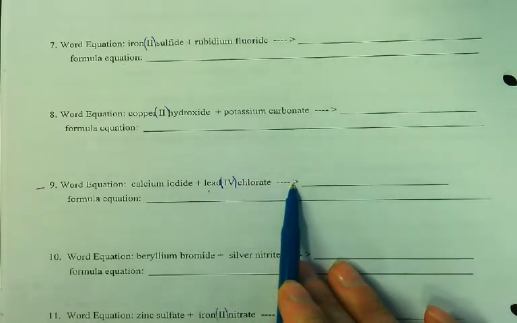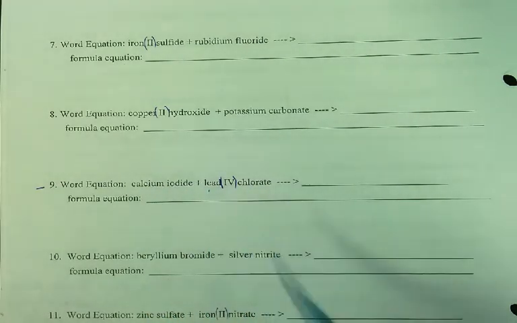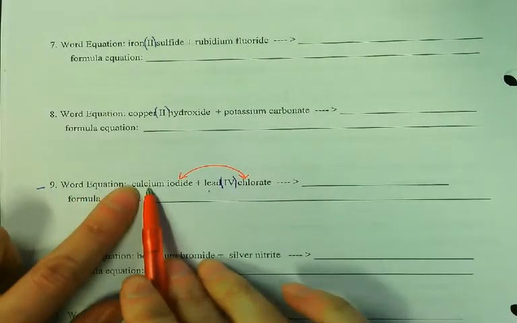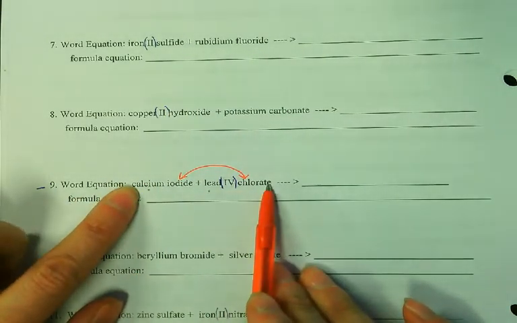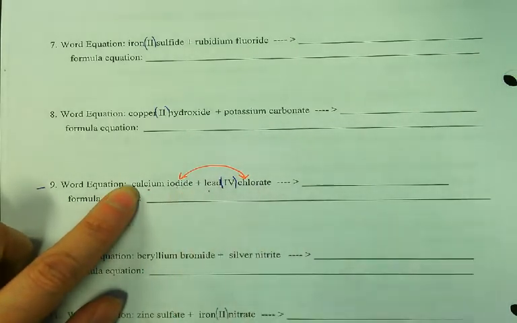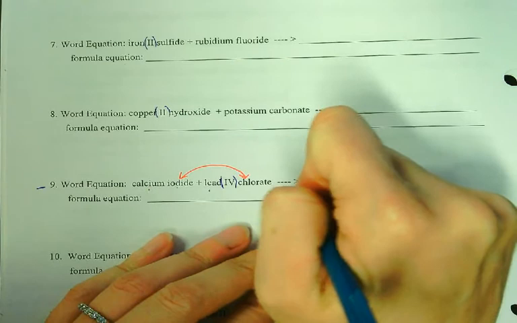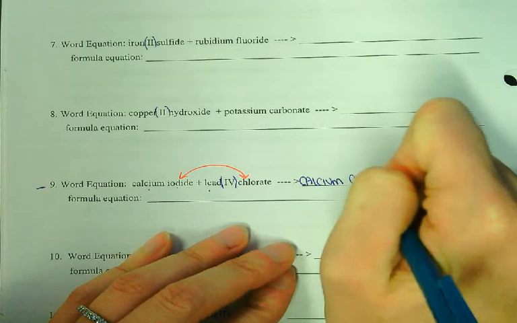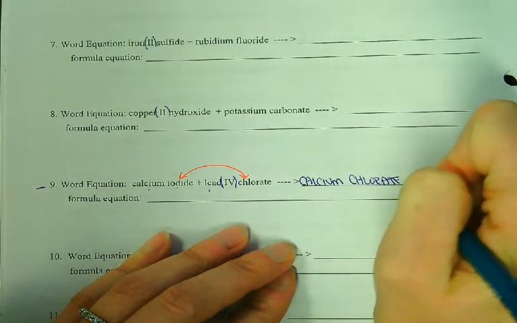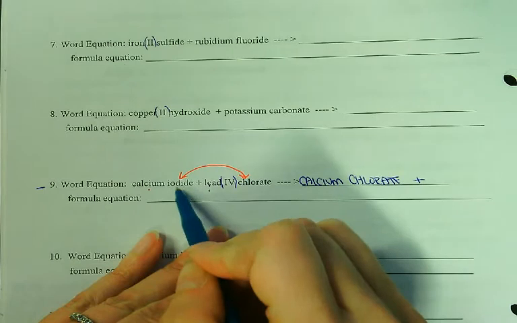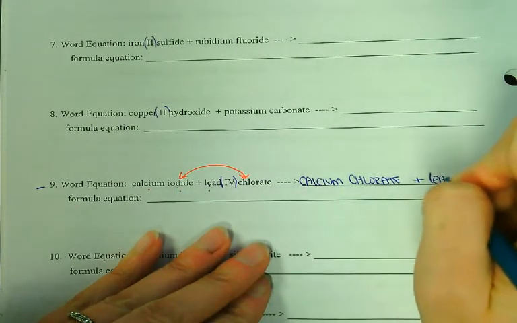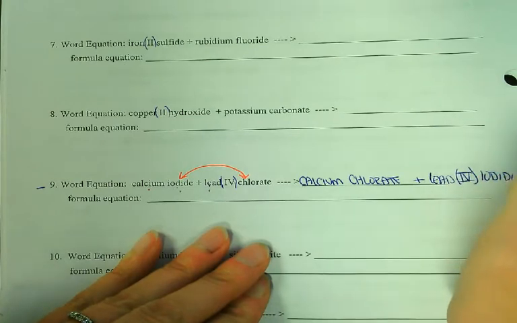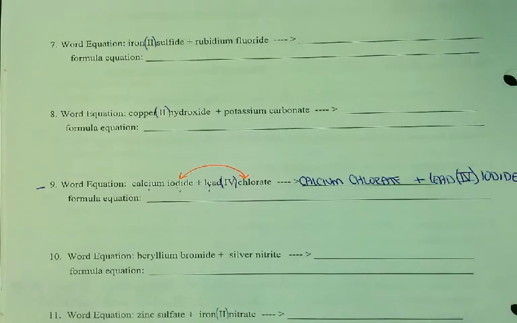Well, I should know this is a double replacement reaction because I have 2 compounds, which means we're going to switch anions. The second things are going to switch. So calcium is going to go with chlorate after the reaction, and lead-4 is going to go with iodide. So let's go ahead and write that. Calcium chlorate plus lead-4 iodide, because it's going to switch and be with that one.